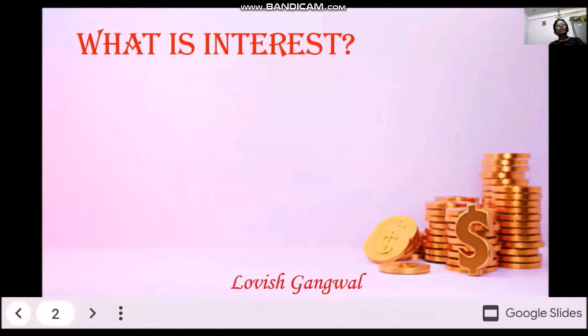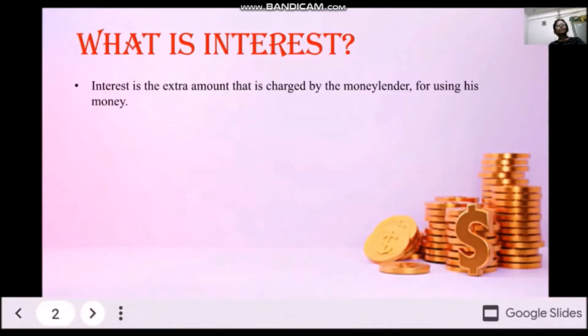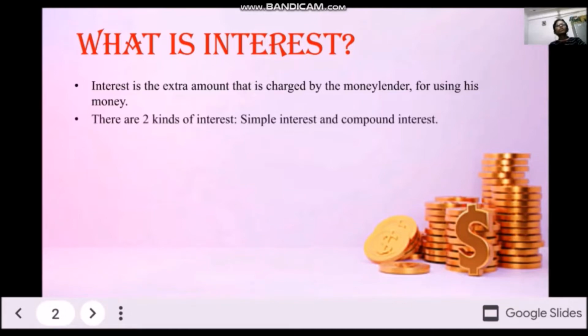My name is Lavish Gangwal and I am going to tell you what is interest. Interest is the extra amount that is charged by the money lender for using his money. There are two kinds of interest, simple interest and compound interest. First, let us understand the difference between them.